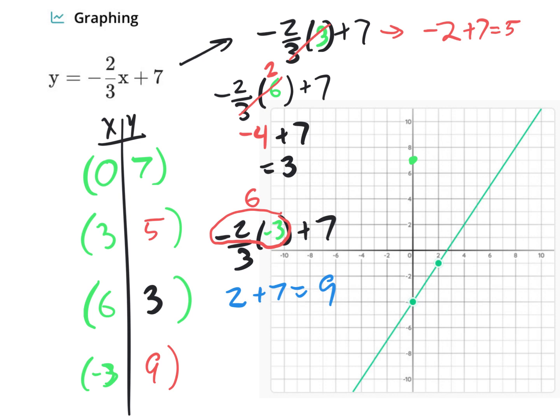You only need 2. 0 was super easy. 0, 7's right there. 3, 5. 1, 2, 3. 1, 2, 3, 4, 5. Put a dot right there. And how about 6, 3? 1, 2, 3, 4, 5, 6, and up 1, 2, 3. That's right there. And how about this one? Negative 3 on the x, 9 on the y, way up here in between 8 and 10.